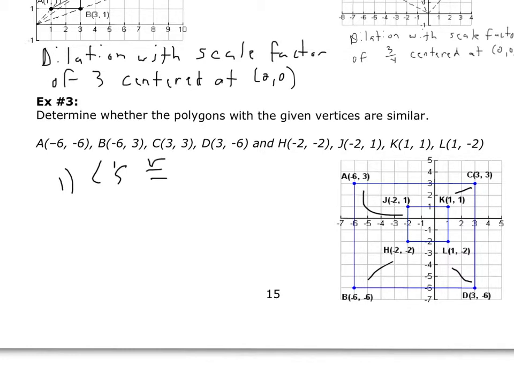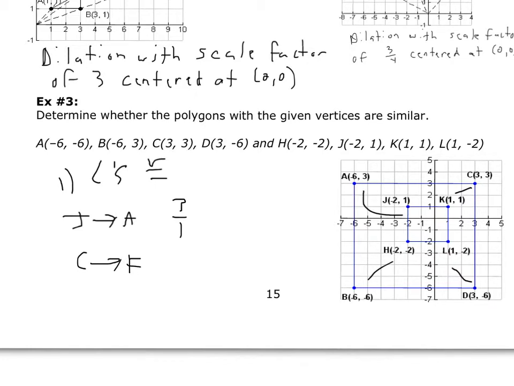So if we look at J going to A, what's happening to all of your x values? Well, to go from -2 to -6, you have to get 3 times larger. And to get from 1 to 3, you're 3 times larger. So your scale factor on both sides is going to be 3/1.